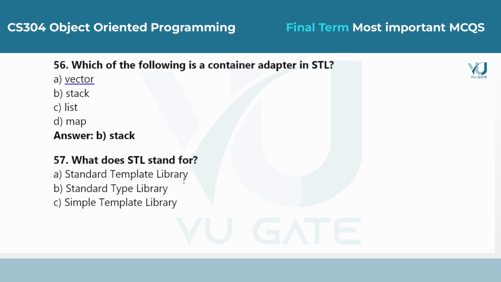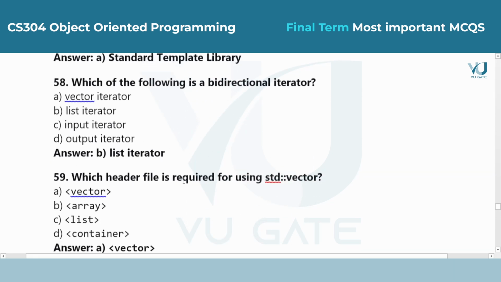Q57. What does STL stand for? Answer: A. Standard Template Library. Explanation: It is a software library for the C++ programming language that heavily uses templates to provide generic containers, algorithms, and iterators.